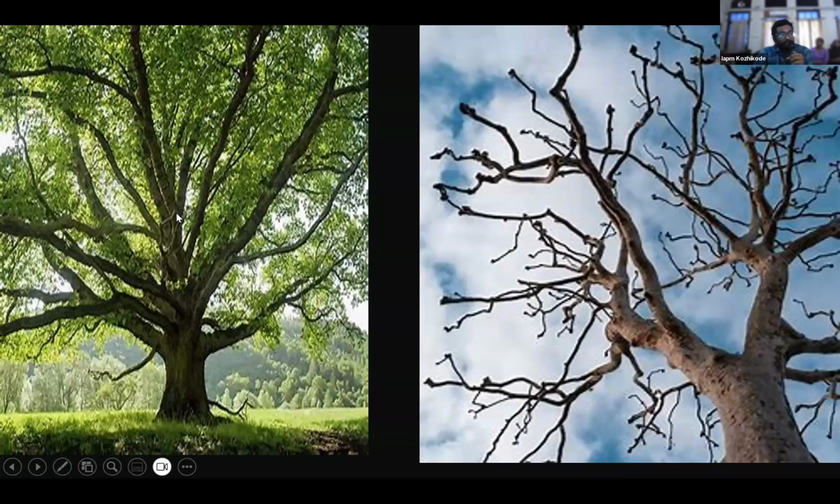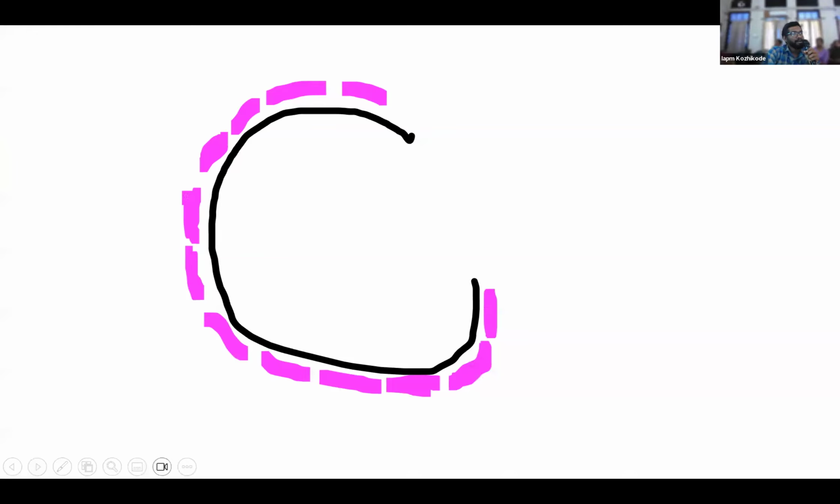So this is a tree having a lot of nourishment, a lot of water, everything. It has all the fineness, like fine twigs, leaves, flowers, everything. But when summer comes, it will lose all the complexities. It will lose its twigs, leaves, flowers, everything, and will look like this. Same thing happens in the podocytes.